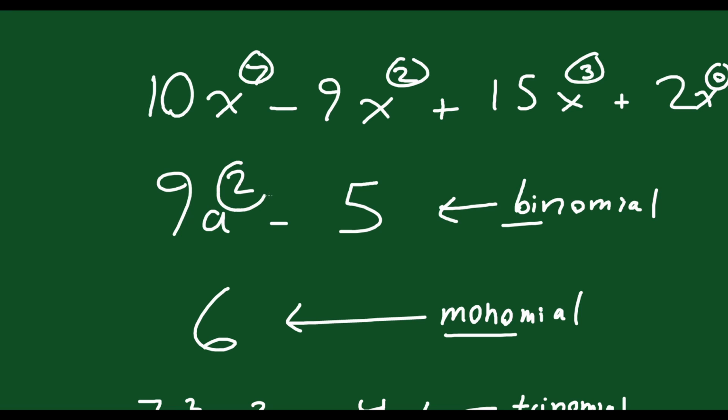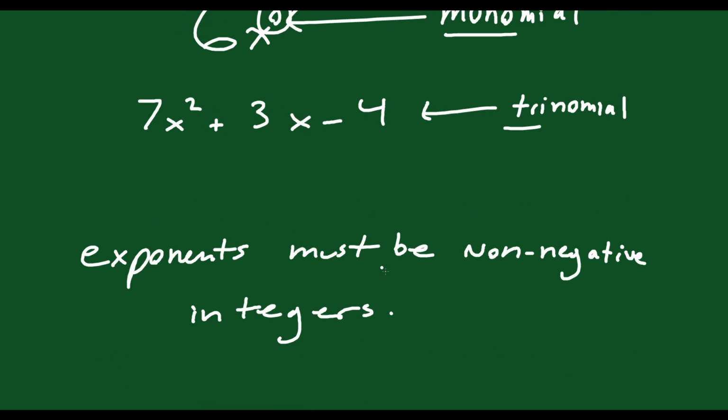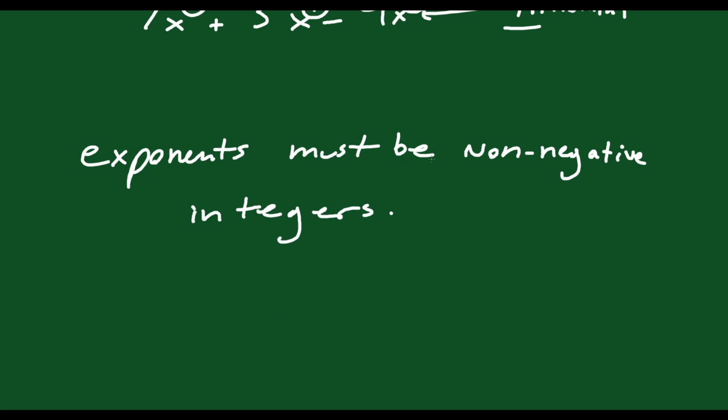Just like here, you have a 2 and then an a to the 0 here because that's a 1, right? It's not written. This 6 here, you could say there's an x to the 0 here if you wanted to, right? That 0 is a non-negative integer. Same with this last trinomial here. You have x squared, x to the 1. Here you have x to the 0. So those are all non-negative integers.